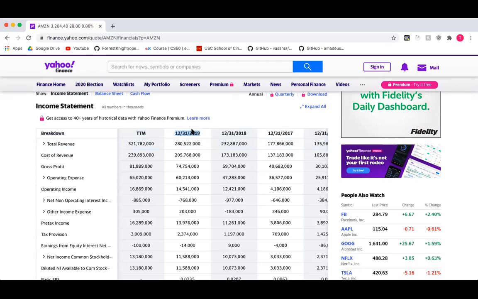12/31/19, this would be their revenue from all of 2019, their revenue from all of 2018, 2017, and so on. So yeah, really the only one that might be foreign to you here is TTM, but that just stands for trailing 12 months. So you can think about it as the revenue in the last year.